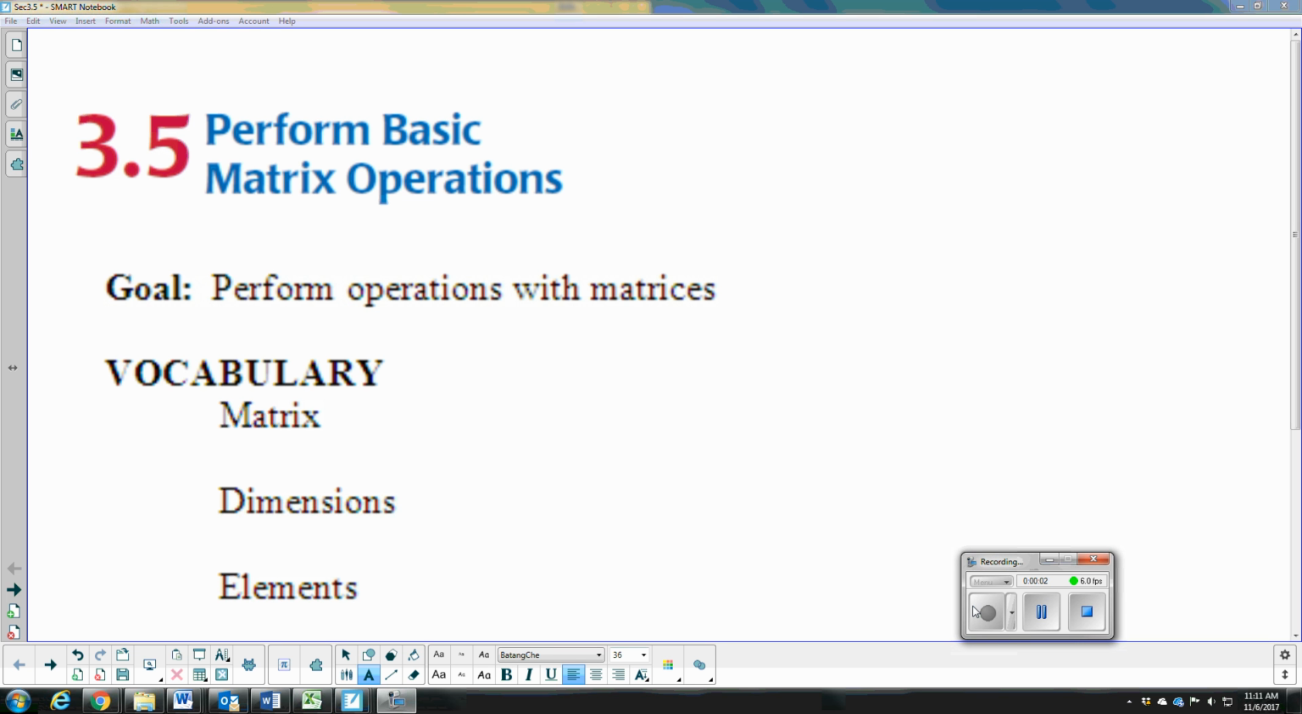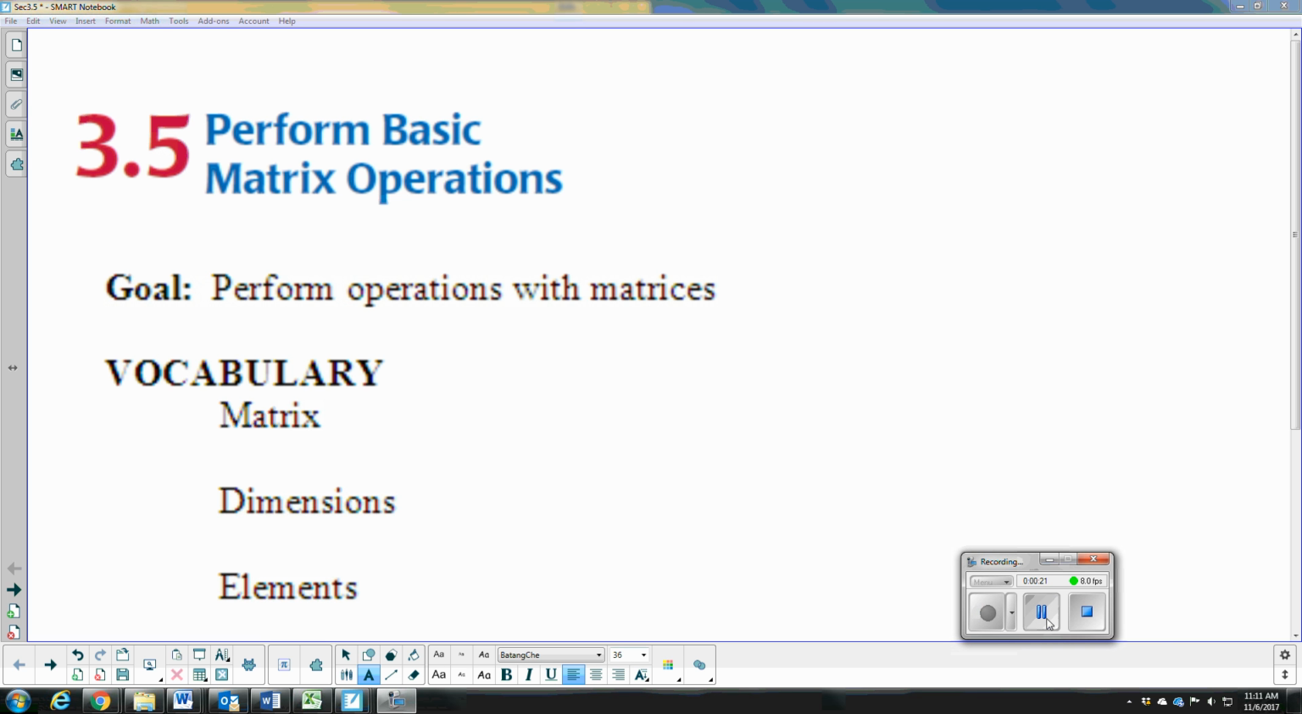Hi ladies, this is lesson 3.5. It's about basic matrix operations. So matrices, we haven't really worked with these before, but we're using the same basic properties that we looked at in chapter 1.